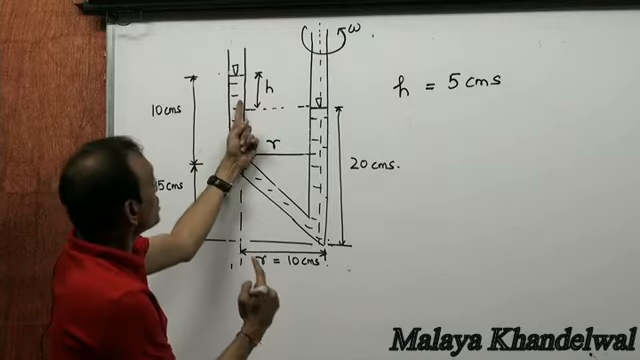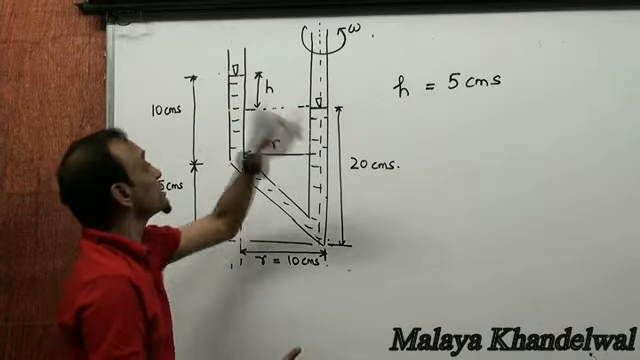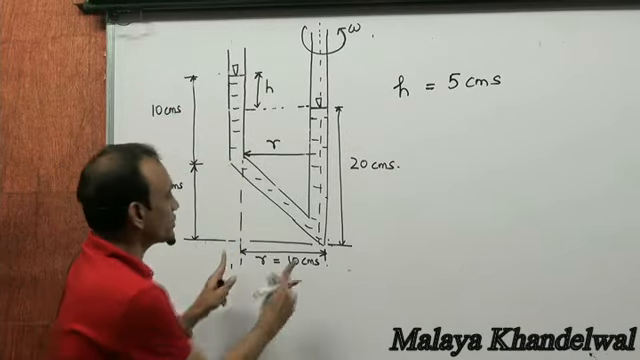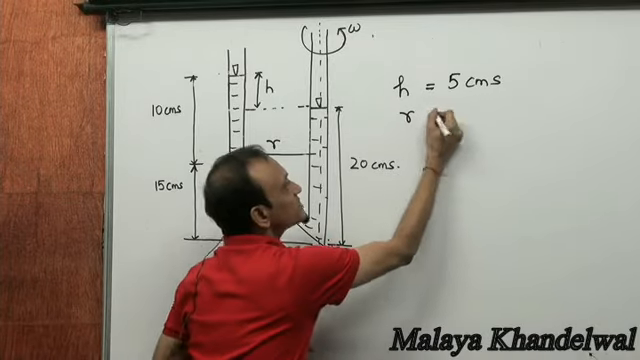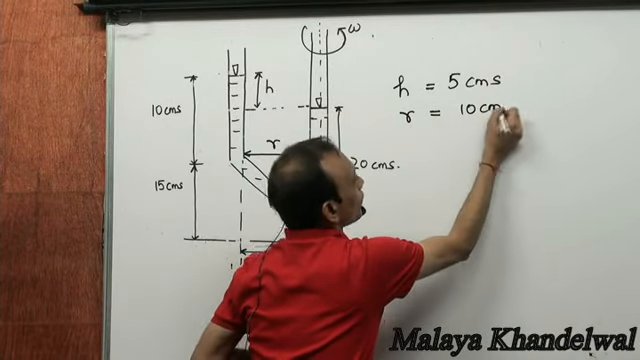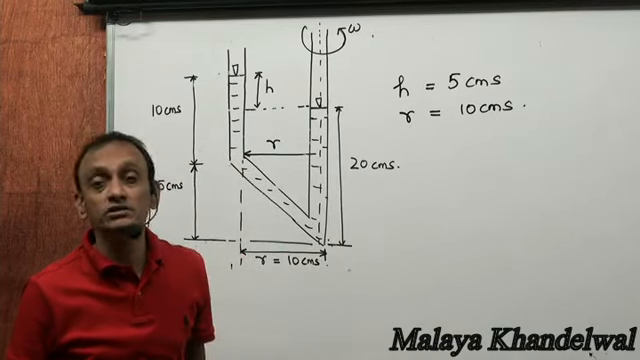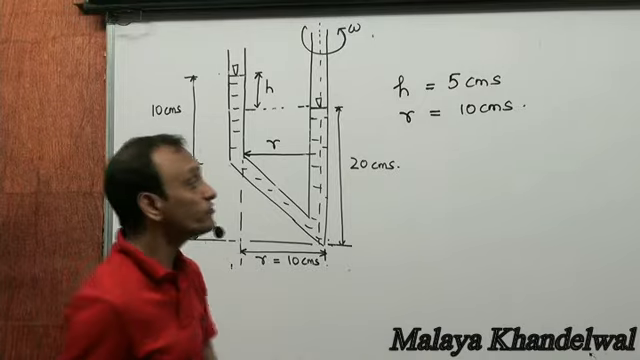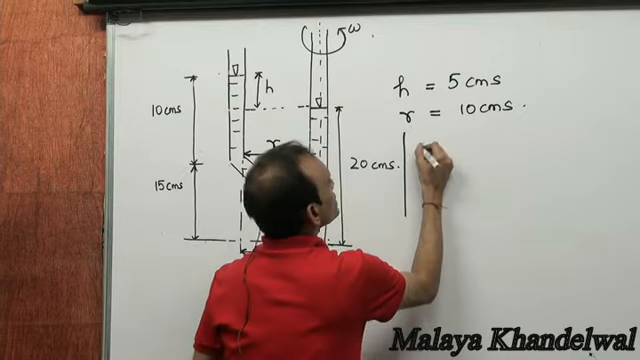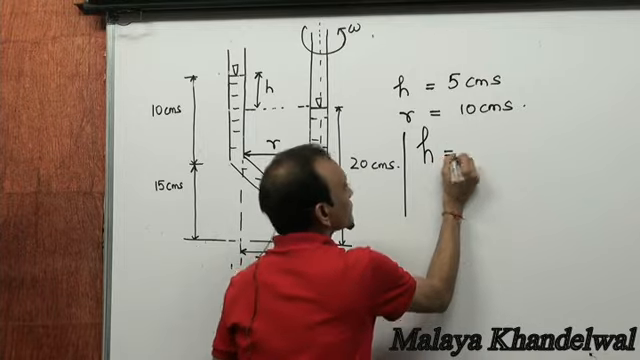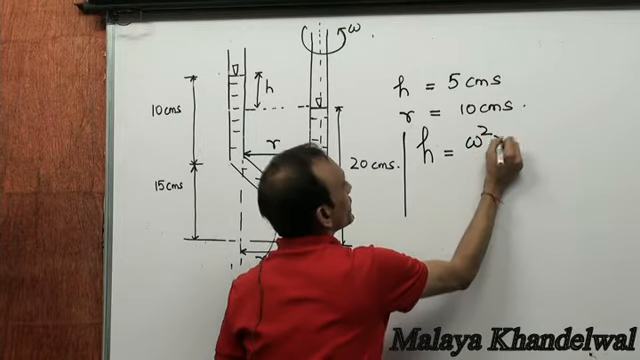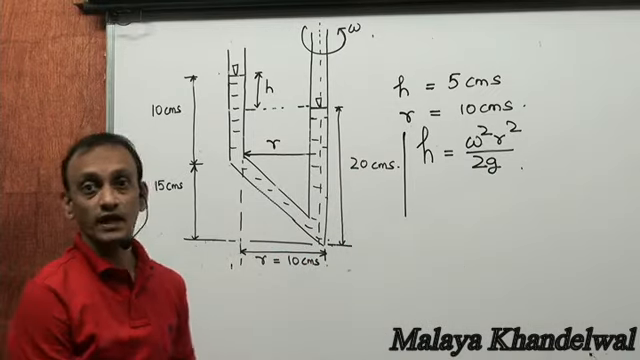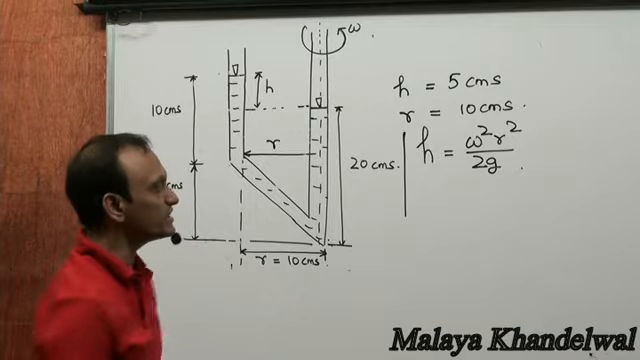Now this limb moves in a circle of radius r, this limb. So r, as you can see, given in the problem is 10 centimeters. And we want to be able to calculate omega. Now, very direct result, this h and r, h is omega square r squared by 2g is the result that you may have encountered before. We'll take g as 10 for convenience.